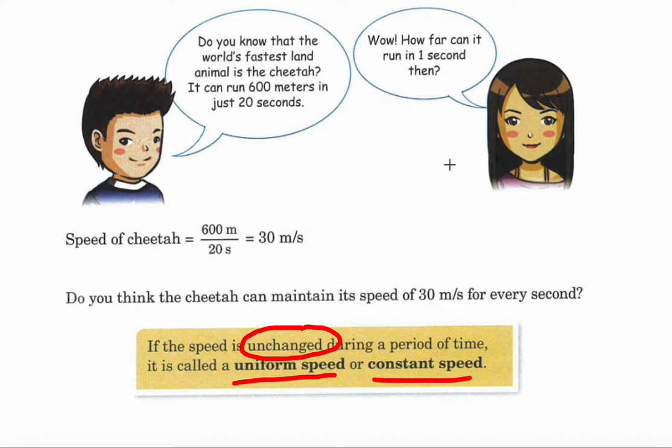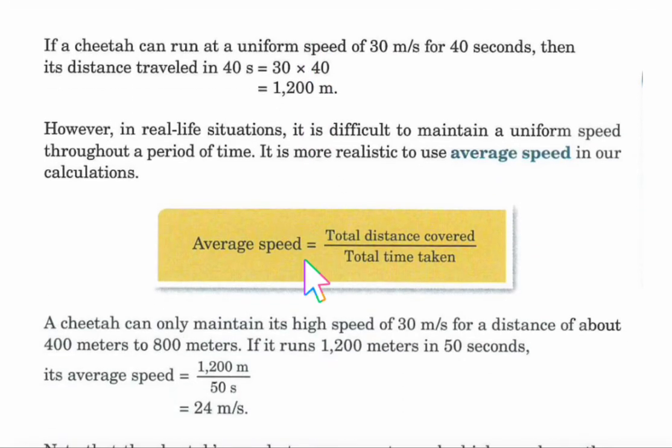Because even when you're driving a car, you're going to slow down at a light or you're just going to slow down at a curve in the road. Okay, so uniform speed is when it's unchanged. So when a cheetah runs at a uniform speed of 30 meters per second, for 40 seconds, then it would run a total of 1,200 meters. But like we said, in real life situations, it's really hard to maintain a uniform speed. So it's more realistic to assume that the cheetah is running at an average speed.